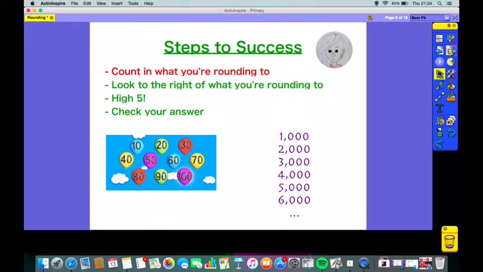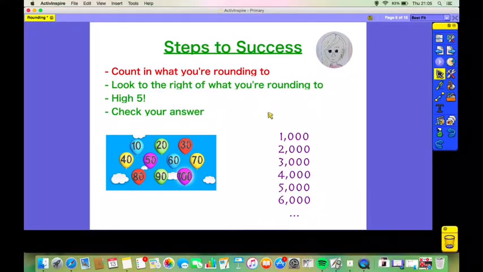So let's look at the actual steps a child would take at school to try to round numbers. First of all, we'd say count in what you're rounding to. This is just a good warm-up exercise to make sure the children are really aware of what they're trying to get to. For example, if I was trying to round to the nearest 10, I would count up in multiples of 10: 10, 20, 30, 40, etc., 140, 150, 160, things like that, just so the children are familiar with what we mean when we say to the nearest 10, because that can be a bit confusing.